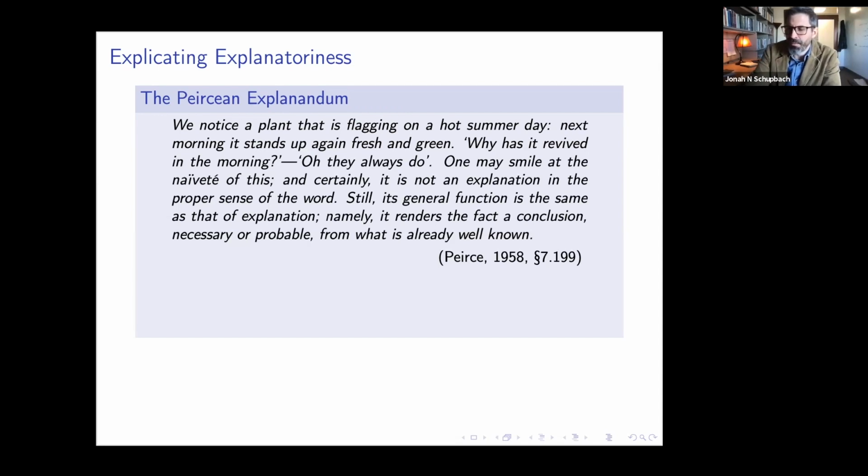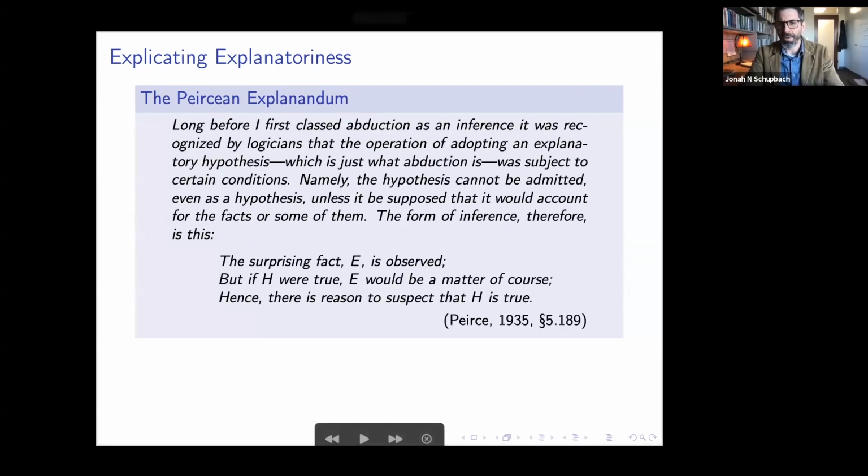Okay, so we're getting an idea of what this function is supposed to be when we have explanations. The idea is something like this. Actually, I'll go back to this slide now and refer to this. You have some surprising fact E that's observed, and if this potential explanation for it is true, then E would be a matter of course, and so there's thus reason to suspect that H is true.